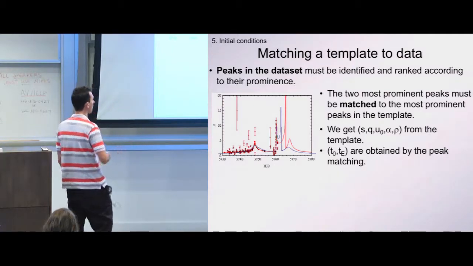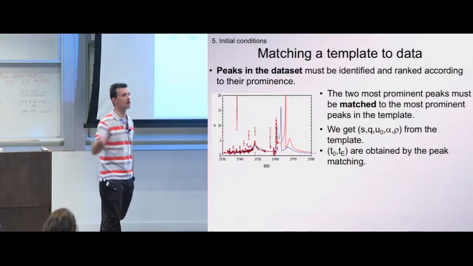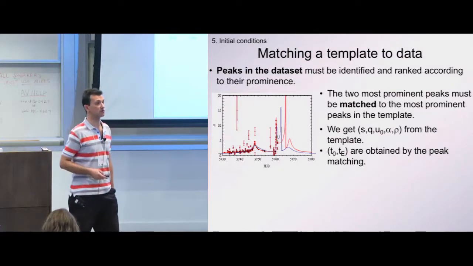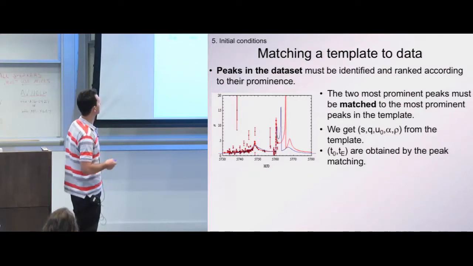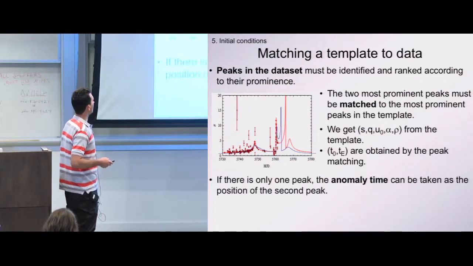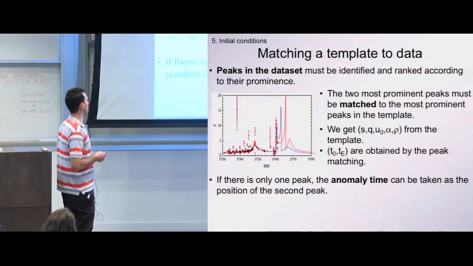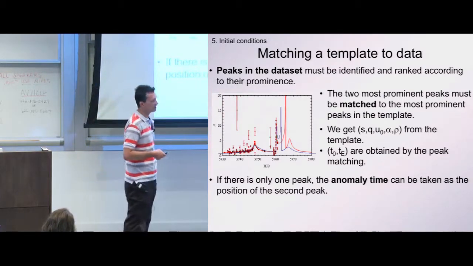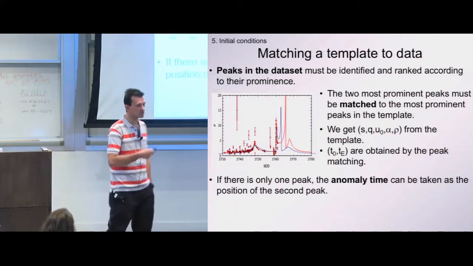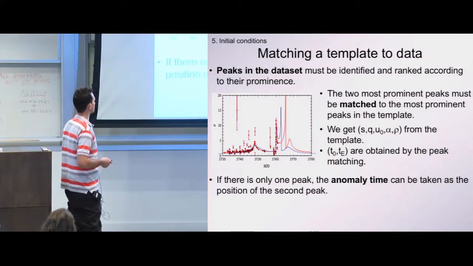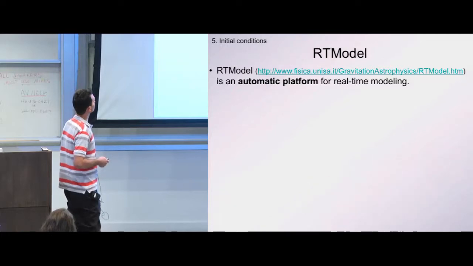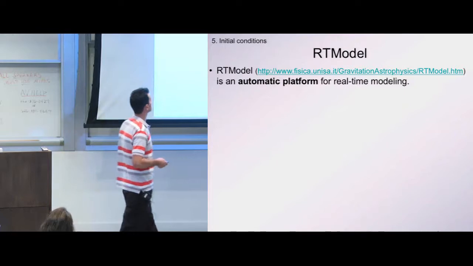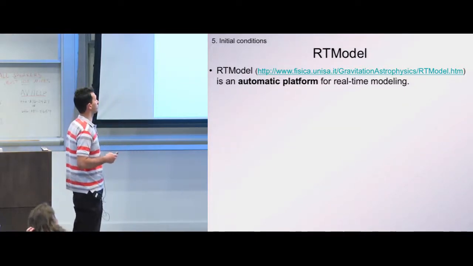You repeat it for all possible morphologies, and you will have a search throughout the parameter space of microlensing. So that's the idea. Of course, if your data only contain one peak, you have to replace the second peak with something else. For example, the time of the anomaly is the easiest thing to do as a position of the second peak. This is the approach that is followed in RTModel, which is an automatic platform for real-time modeling.